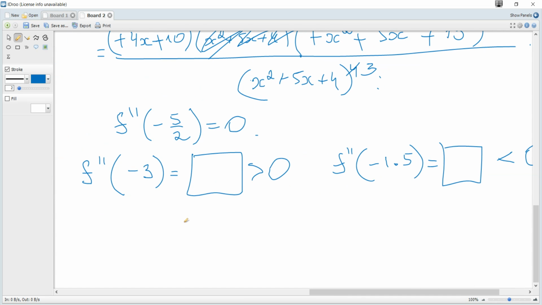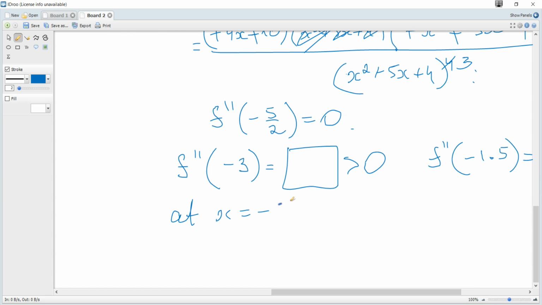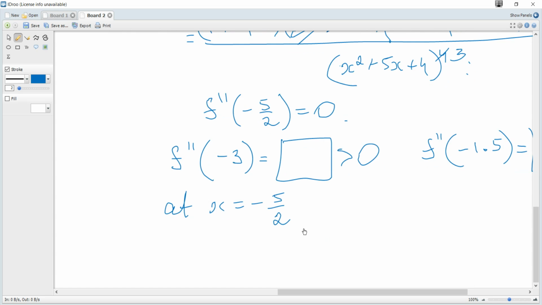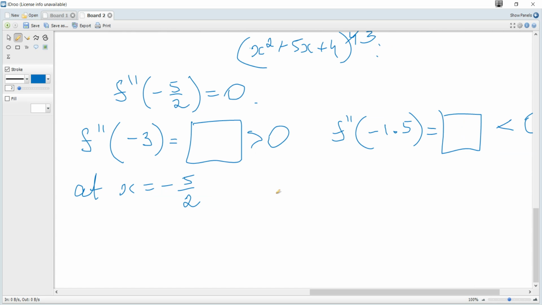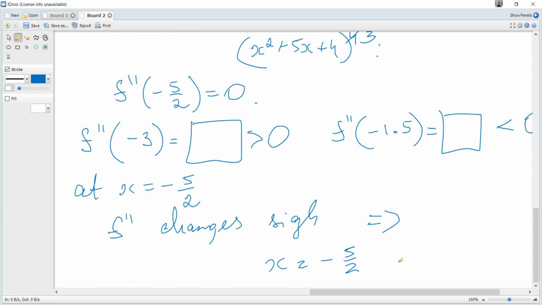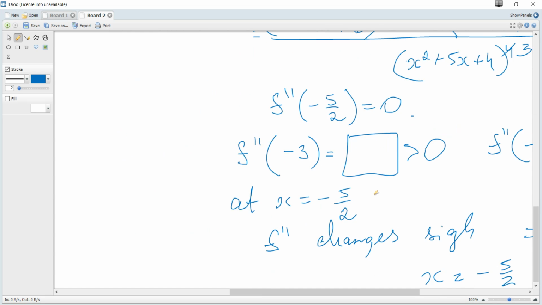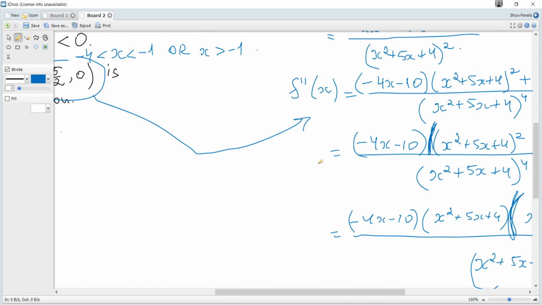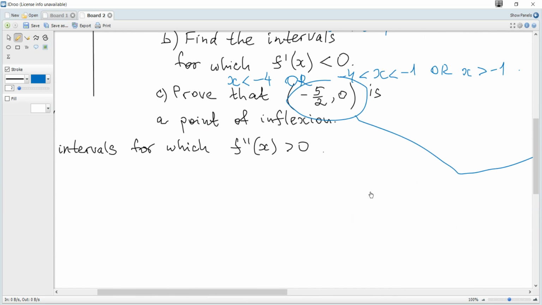And since at x is negative 5/2, the second derivative is 0 and changes sign, it doesn't matter from plus to minus or from minus to plus, and the second derivative changes sign, and that's why at -5/2 it's a point of inflection. And the last question, prove, yeah, it's done.